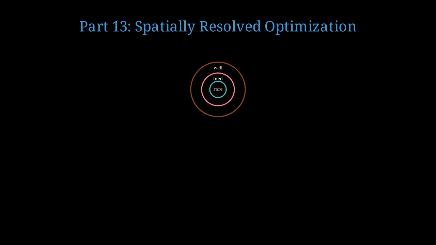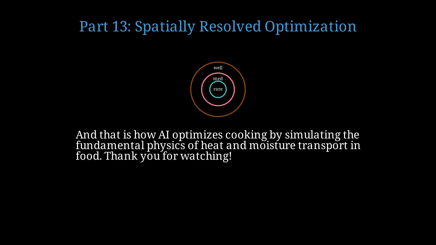Advanced optimization considers spatial variation. Different regions need different thermal histories. For a roast, we might want well-done exterior, medium at mid-radius, and rare at center. This requires precise temperature control and knowledge of heat transfer. And that is how AI optimizes cooking by simulating the fundamental physics of heat and moisture transport in food.